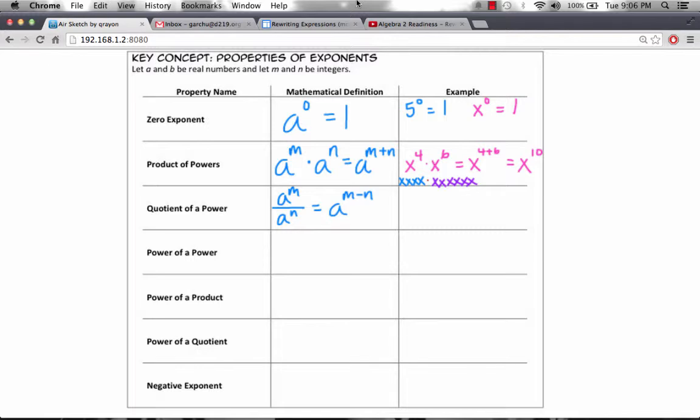And here's our example. We could have something like p to the 7th divided by p to the 2nd. This would be equal to, how many p's are on top? Well, there's 7 of them: 1, 2, 3, 4, 5, 6, 7. And on the bottom we have 2 of them. We can start simplifying p, so p divided by p is 1. P divided by p is 1. How many total p's are left? Well, p to the 5th. There are 5 of them.